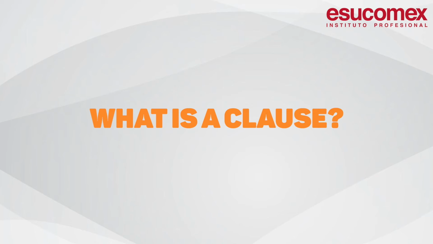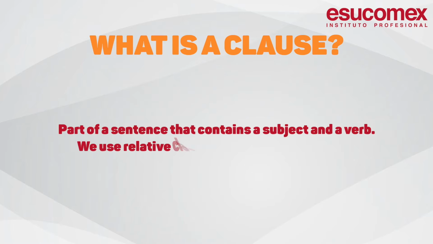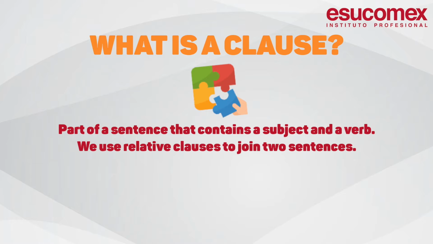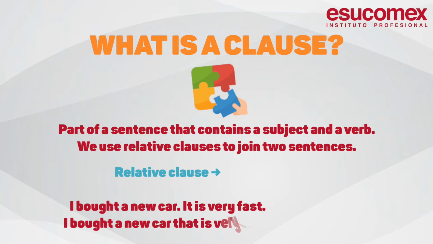What is a clause? A clause is a part of a sentence that contains a subject and a verb. We use a relative clause to join two sentences. Look at the example. I bought a new car. It is very fast. If we join these two sentences, we have a relative clause. I bought a new car that is very fast.